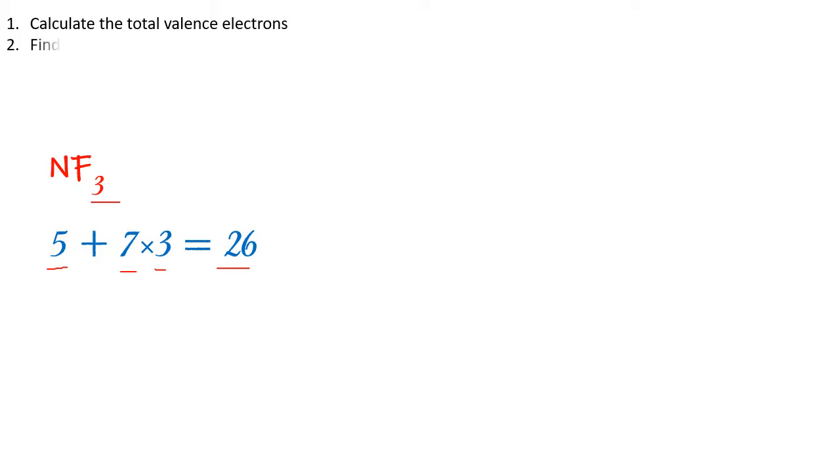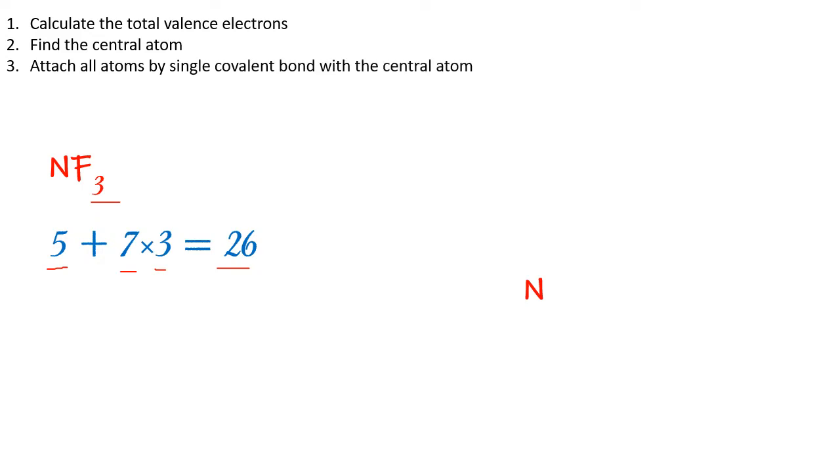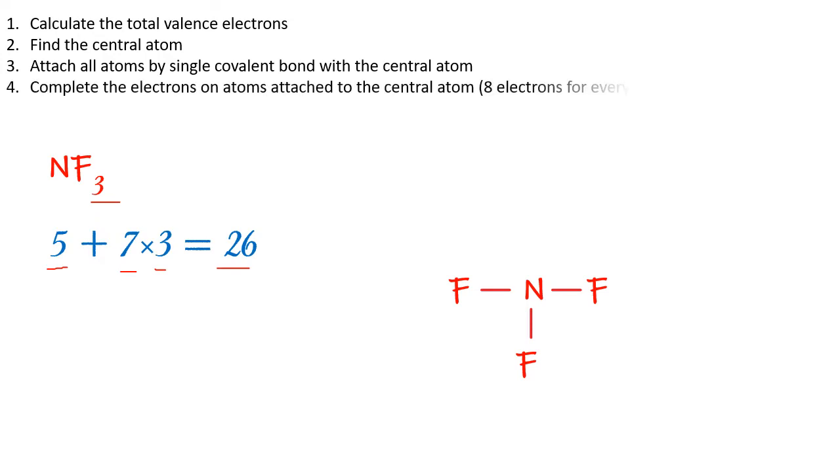Okay, now step number 2, find the central atom. So what should be the central atom? Nitrogen, because it is single. Now step number 3, attach all atoms by single covalent bond with the central atom. Okay, now there are 3 fluorine atoms attached with the central atom by single covalent bonds. Step number 4, complete the electrons on atoms attached to the central atom.